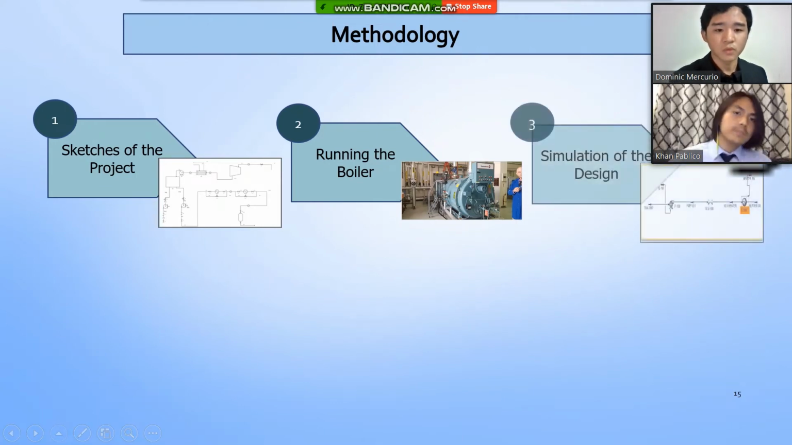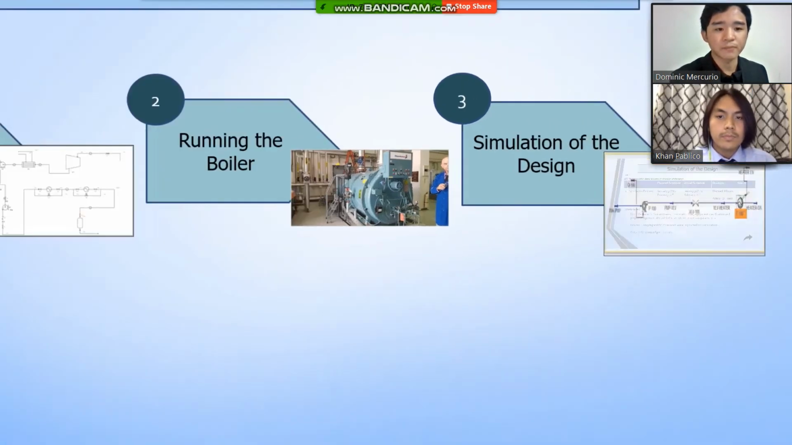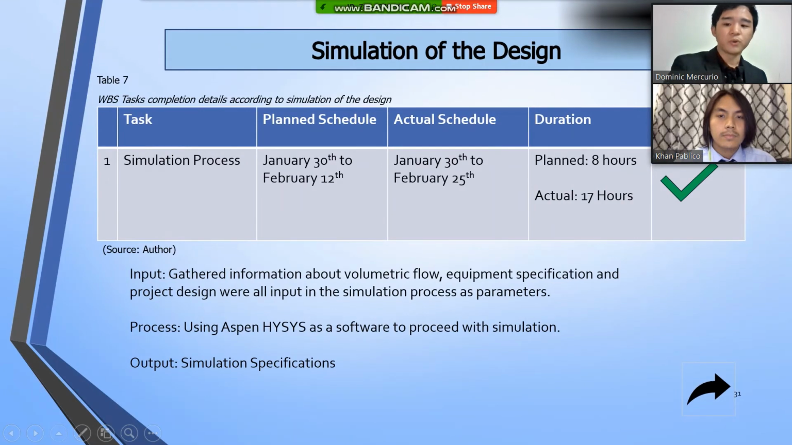So for the third methodology, we had the process of simulating the design. We used the information from the volumetric flow, equipment specification, and the project design in the process of simulation using Aspen HYSYS. And through this, we were able to achieve the simulation specifications, which will be used for determining the equipment involved in the design.